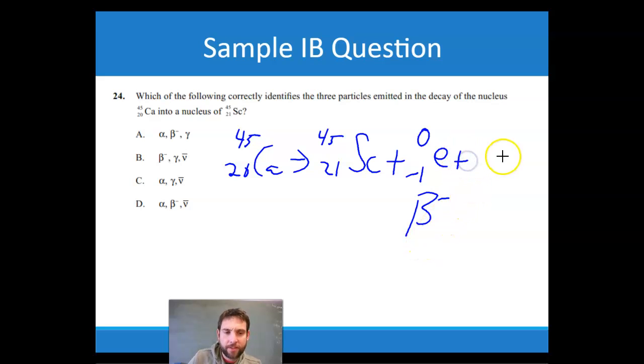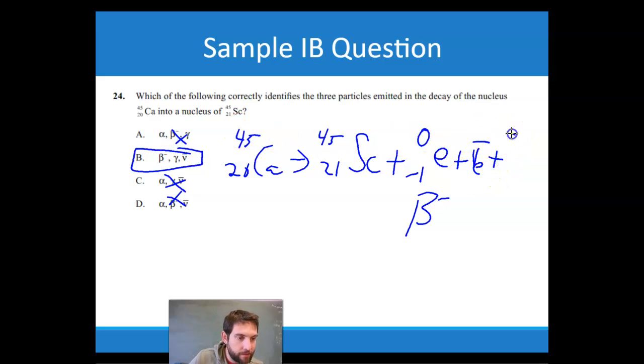And we're also going to have to deal with the neutrino. Is it anti-electron neutrino, or is it just a regular old neutrino? Negative, negative, anti is the opposite, so it's anti-electron neutrino. Okay? So we've got beta minus, good, and the anti-electron neutrino. That one includes gamma. Alpha, gamma, anti-electron neutrino. No, alpha and neutrinos don't go together. Alpha and neutrinos don't go together. So the only one is going to be this.